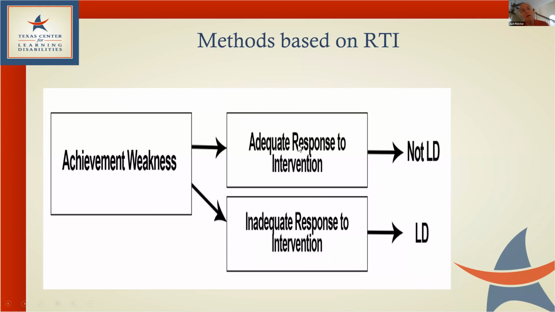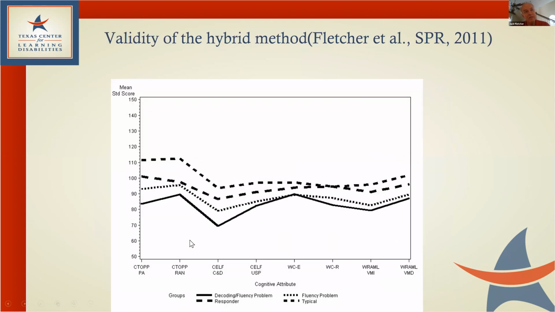And that's the question that involves comparing kids who are in this box and are not in this box. The answer is yes. These are cognitive profiles of kids that are based on assessments of instructional response after a tier 2 intervention. These are kids who did not meet decoding and fluency criteria. These are kids who did not meet fluency criteria. These are kids who responded to the intervention. And these are typical achievers.